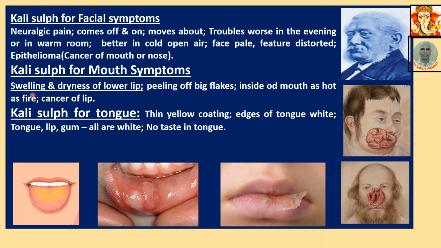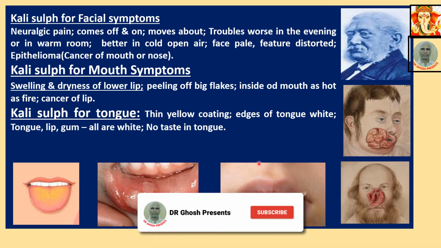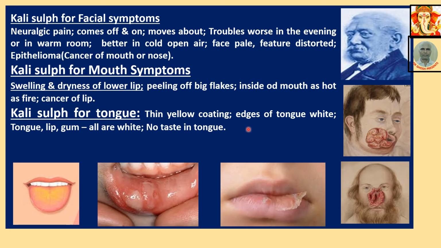Kalisalp for mouth symptoms: swelling and dryness of the lower lip, peeling off of big flakes. See the structure. Edge of tongue white, tongue, lip, gum, all are white. No taste in the tongue. There is no taste in the tongue. This is a very rare symptom. It is available. We can get this in Kalisalp.